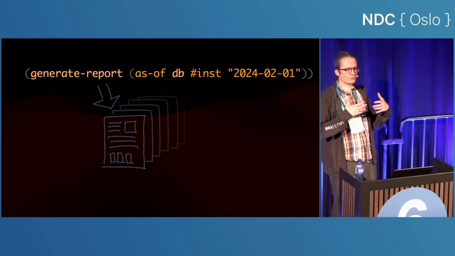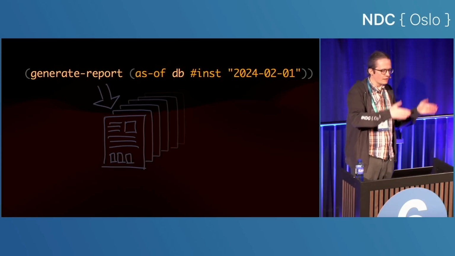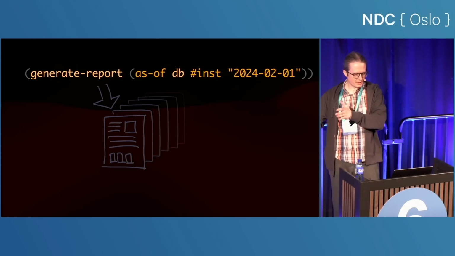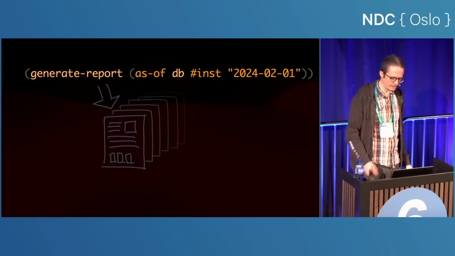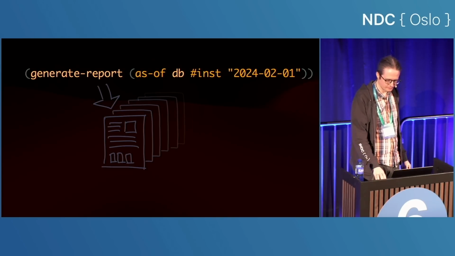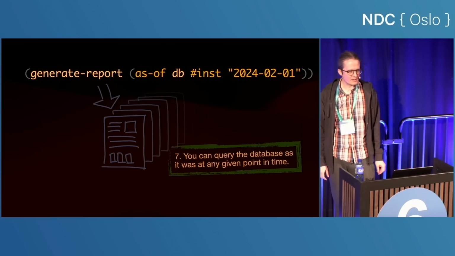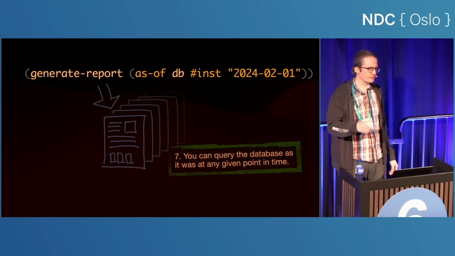When generating a report for now and generating the report at some other time, the code is the same because you're always looking at a snapshot. So you can query the database as it was any given point in time.